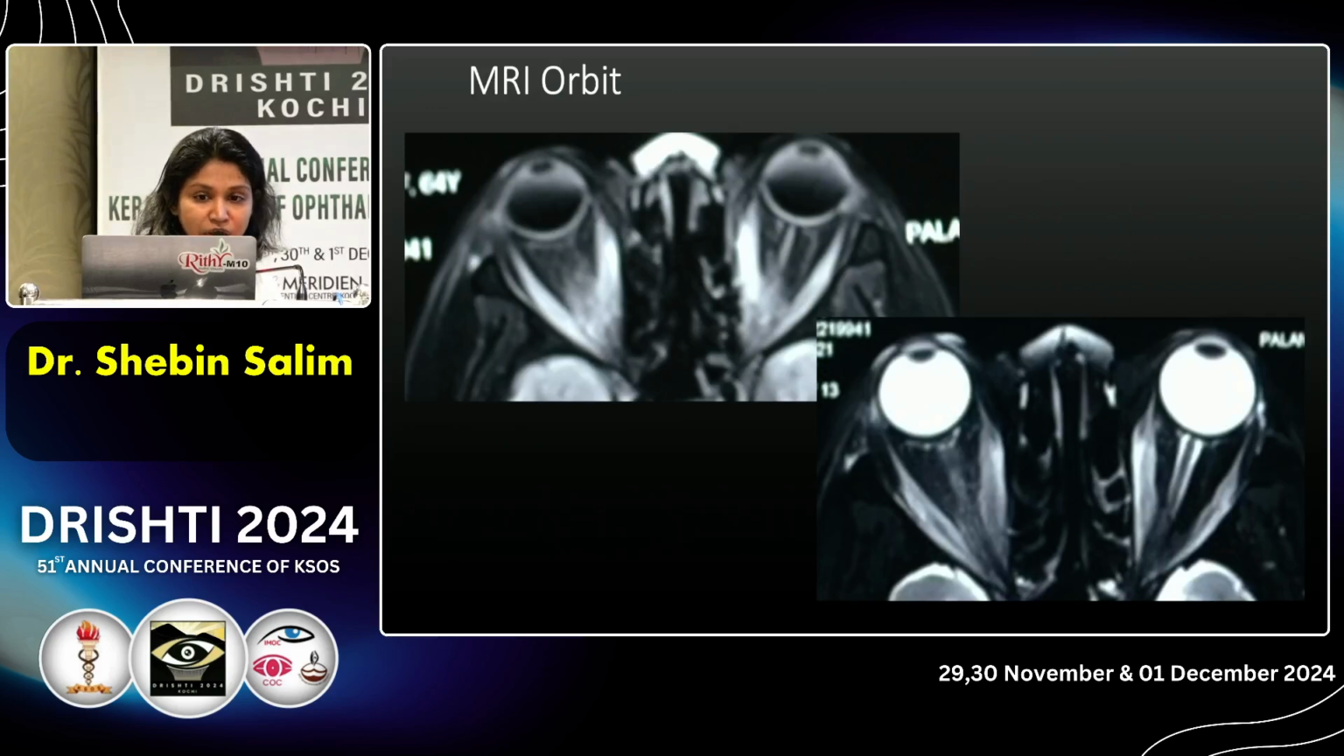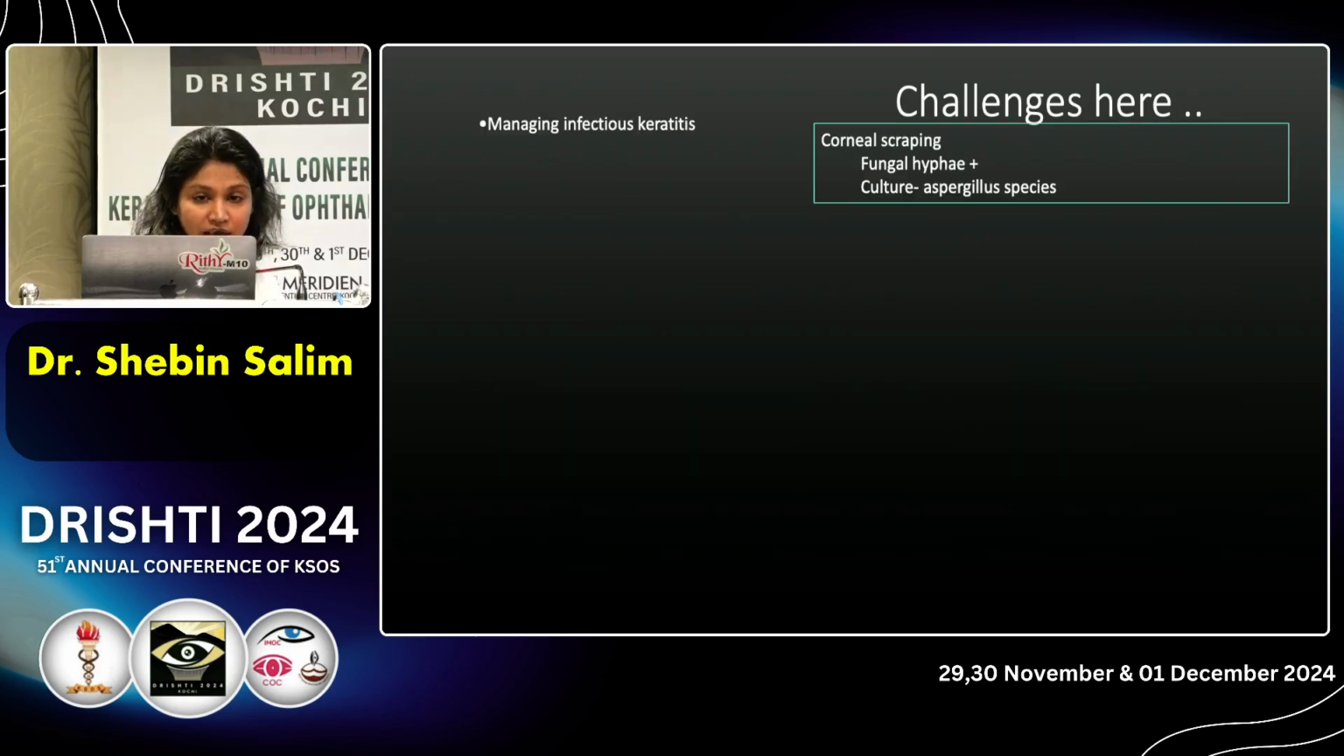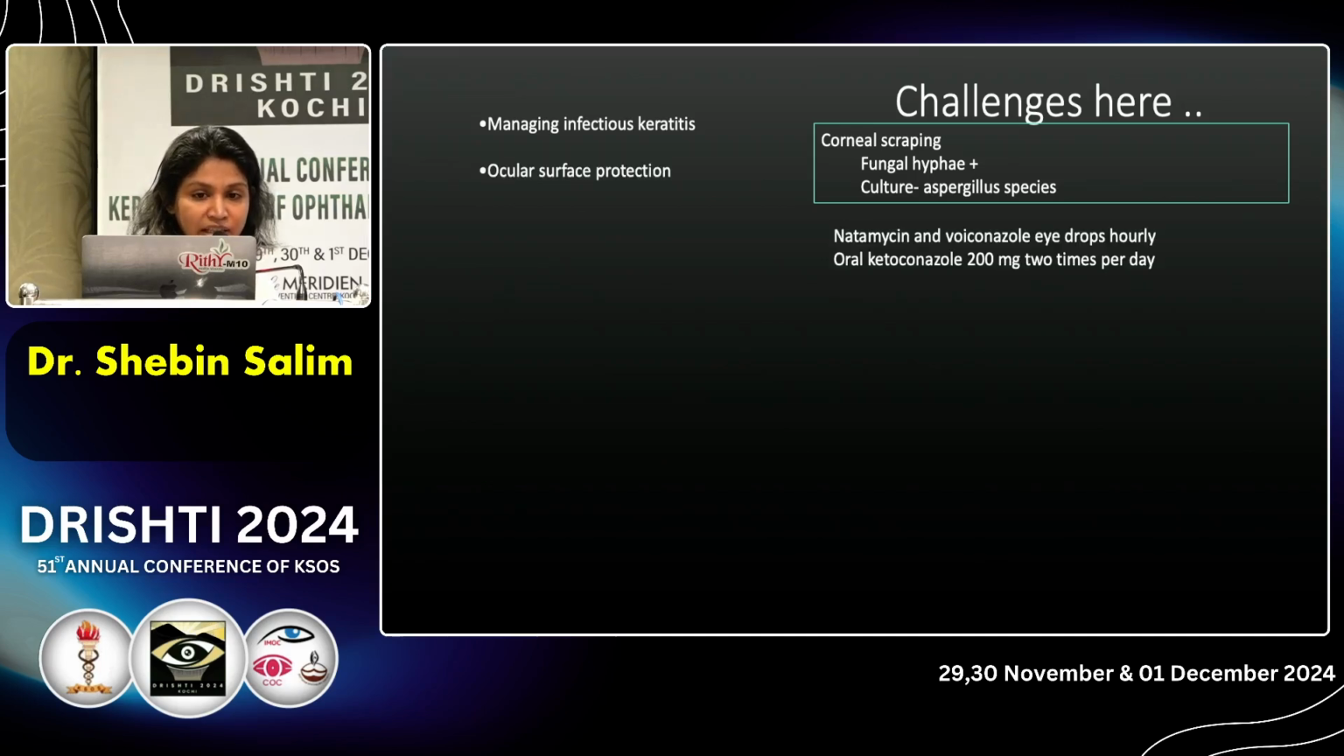The imaging confirmed the same. So again, this case also was managed in a similar way. Here the initial scraping showed fungal hyphae in the KOH and the culture revealed Aspergillus species. So the patient was started on topical and oral antifungals.